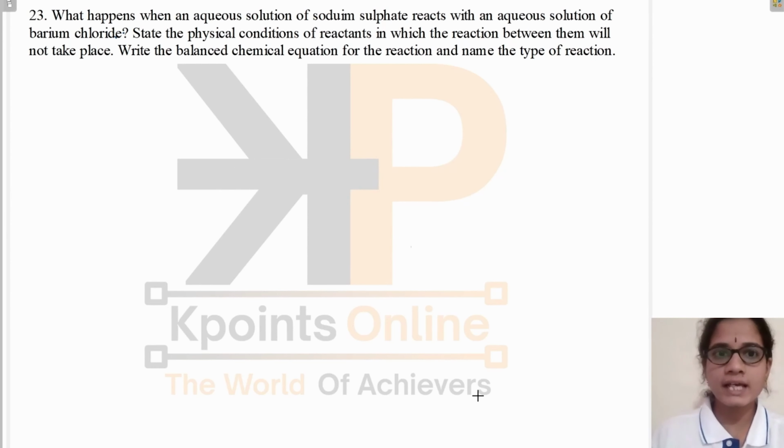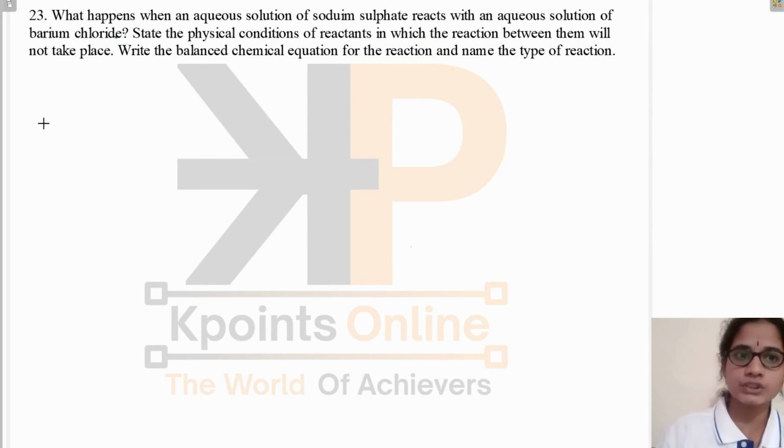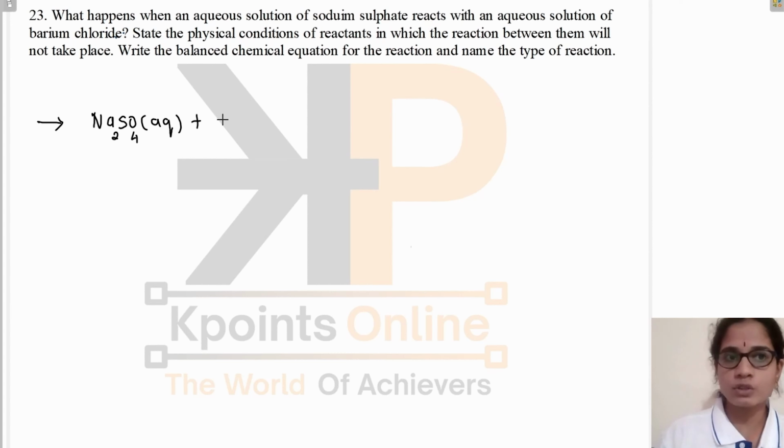What happens when an aqueous solution of sodium sulfate reacts with an aqueous solution of barium chloride? State the physical conditions of reactants in which the reaction between them will not take place. Write the balanced chemical equation for the reaction and name the type of reaction. Okay. First we have to write the equation for the reaction, that is aqueous solution of sodium sulfate, Na2SO4. It reacts with aqueous solution of barium chloride. So what happens here?